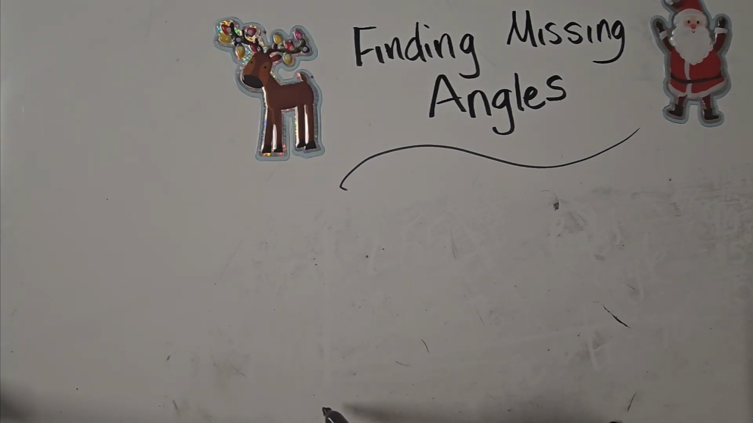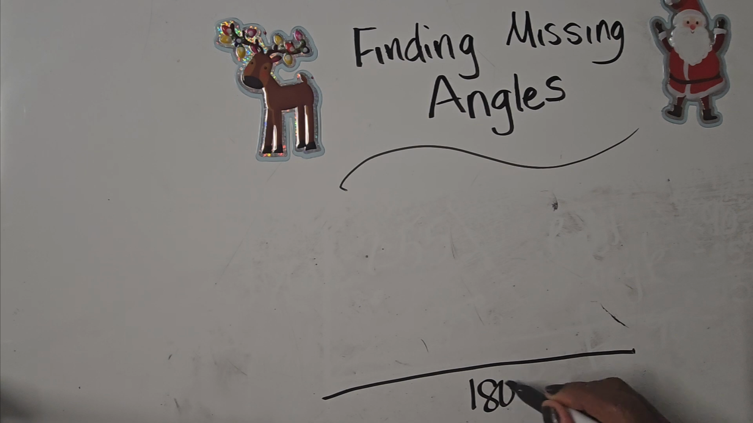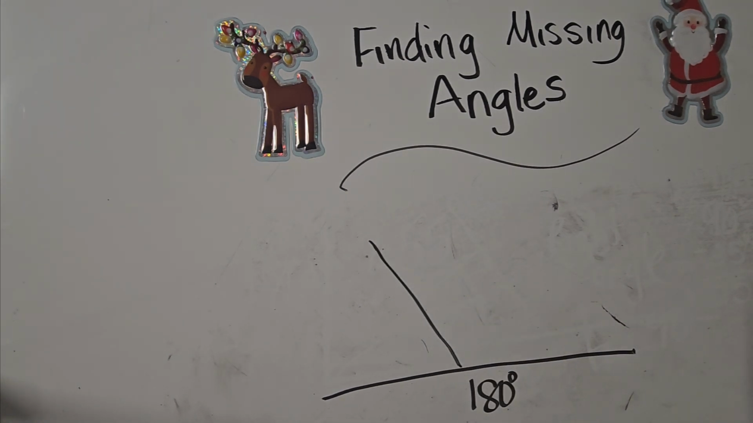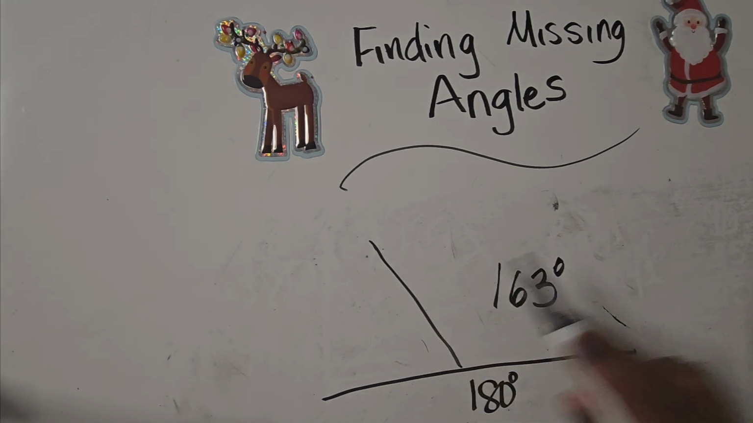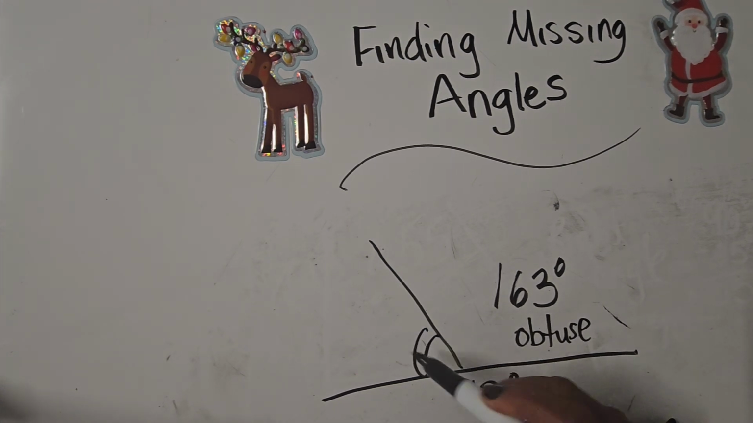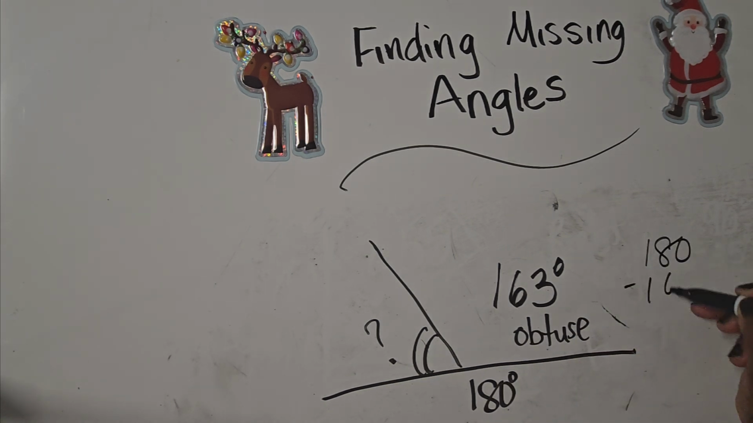So I'm going to do another straight angle. All right? Remember, it's straight. How much is a straight angle worth? 180 degrees. I'm going to cut the straight angle right here. I'm going to tell you that this side is 163 degrees because it's obtuse. Obtuse. And what is the value of this little side? Again, we know that it's a straight angle. It's worth 180. So if this side is 163, I'm going to take away the 163 from the 180.